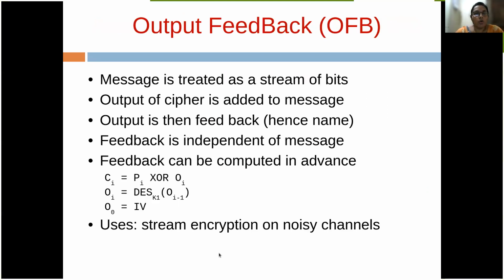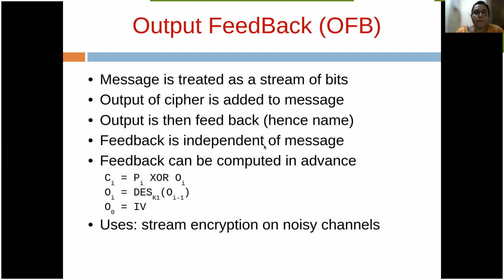Now let's look at what is happening with OFB. The output of the cipher is added to the message.